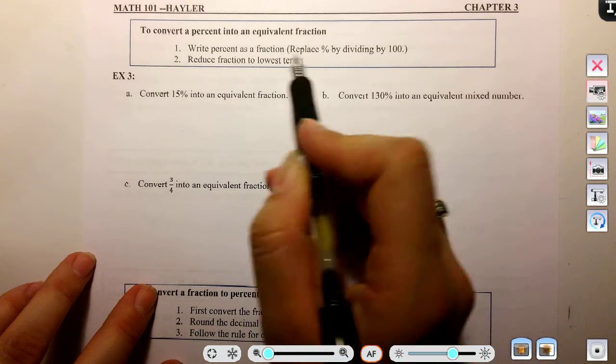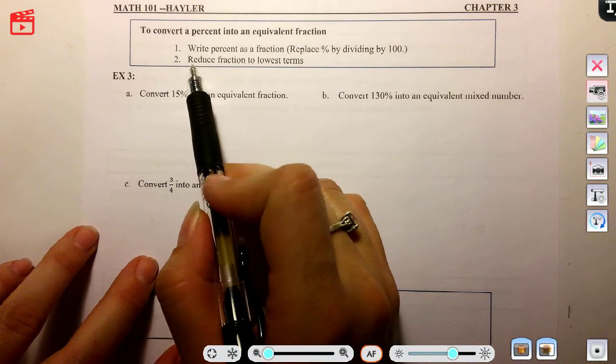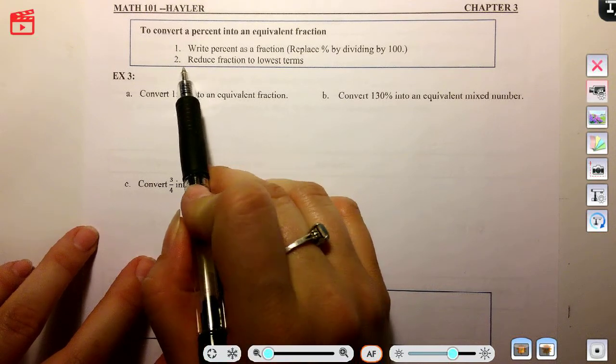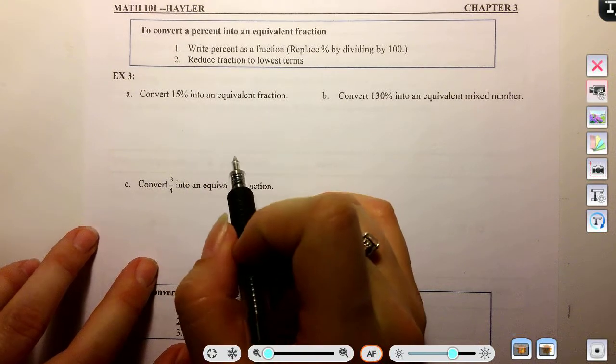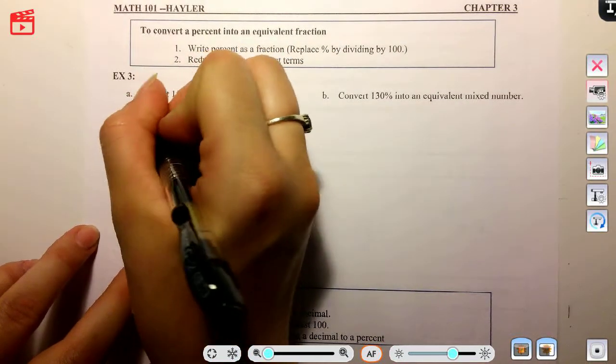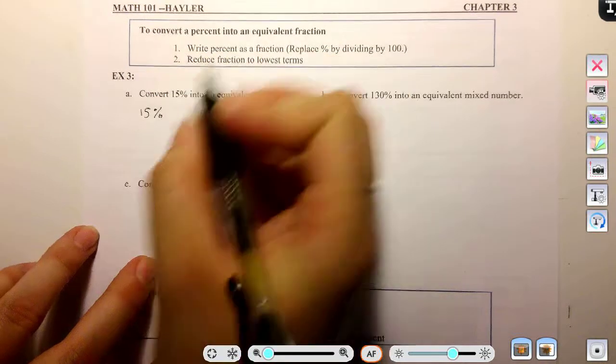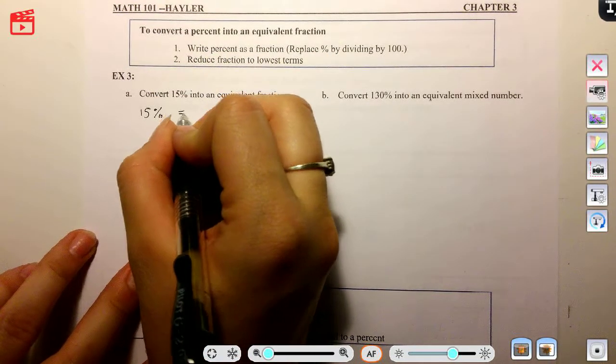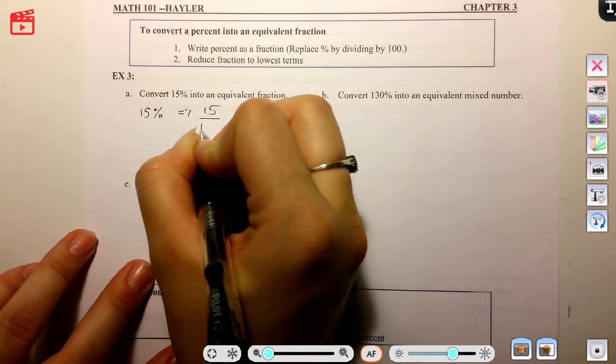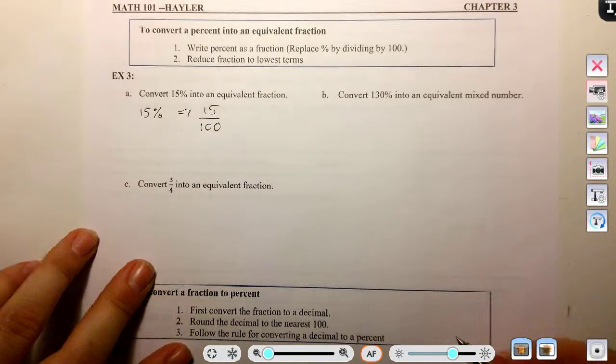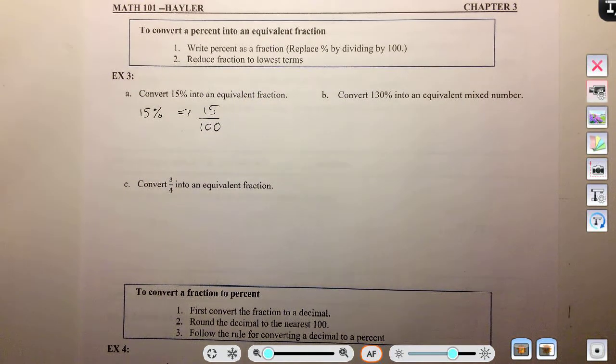The next thing, instead of turning it into a decimal, we're just going to reduce the fraction. Okay, so the step has changed just a little bit. But we did this first step previously. We know changing that, we just write 15 over 100. That's how we get rid of the percent symbol. But now the plan, instead of turning it into a decimal, we're just going to simplify.